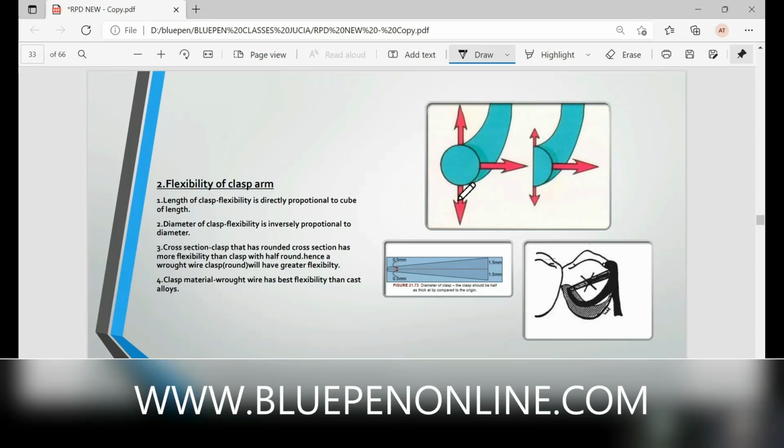That's a problem. Now, when we talk about the diameter, this is a common sense thing. You have a metal. If the metal has increased diameter, if it is a thicker metal, obviously flexibility will be less, right?